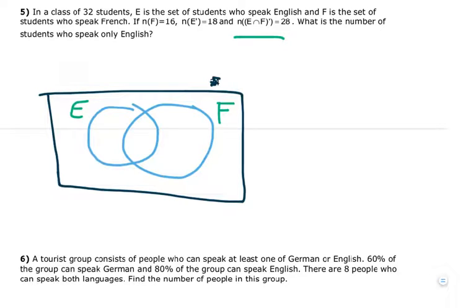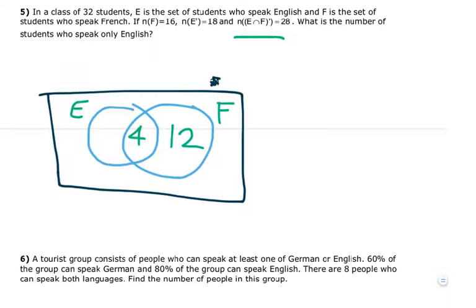It says the number of elements in the complement of the intersection of E and F is 28. So that means that everything outside of this complement is 28. We know that we must have 4 elements in here. If we've got 4 elements in there, then it says that the number of people who speak French is 16, so that means you've got 12 there.